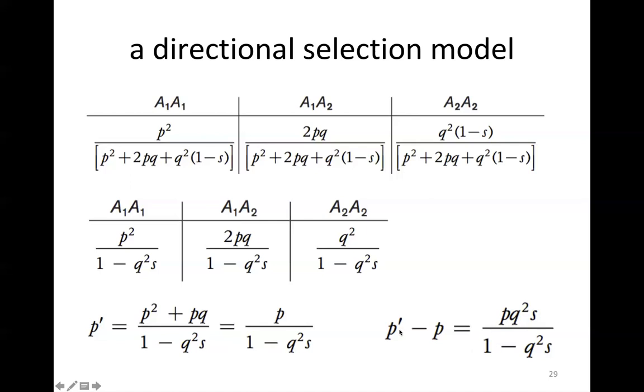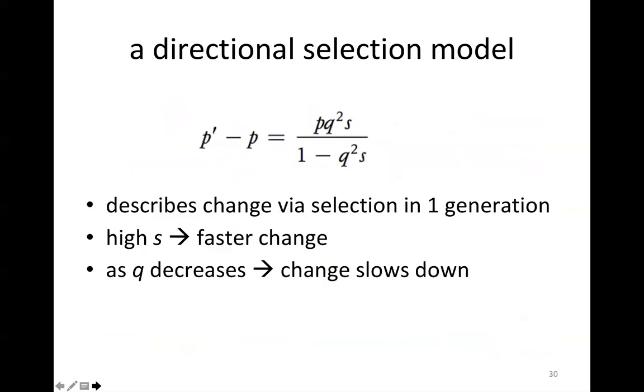How the relationship between delta p and p itself will be is somewhat less straightforward, because there's both p and q here. It's a bit more difficult to guess, not so intuitive. The relationship with s is obvious, but not with p. But we'll see that relationship soon. So this formula of delta p describes change via selection in just one generation. You see that the higher the s, the faster the change will be, the stronger the difference.